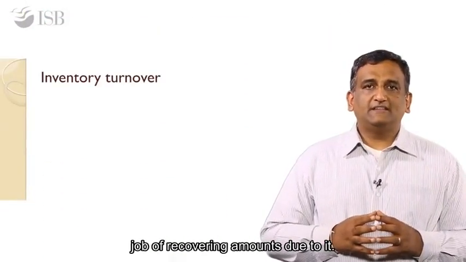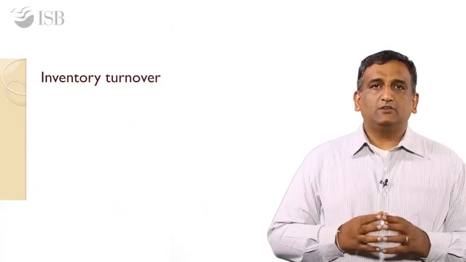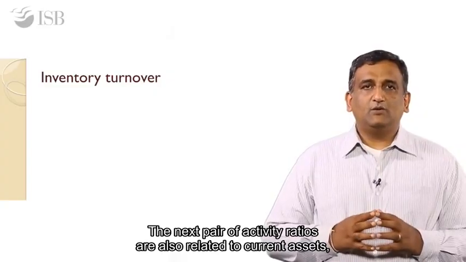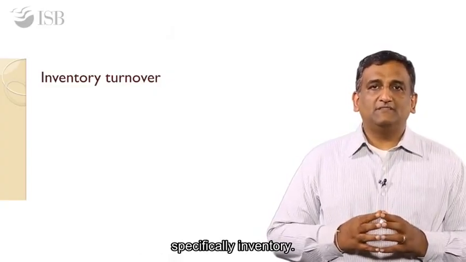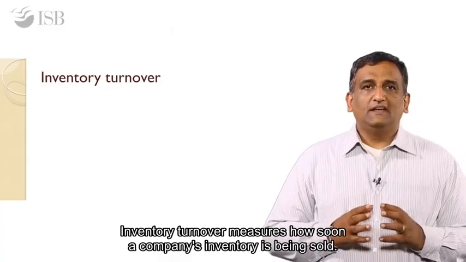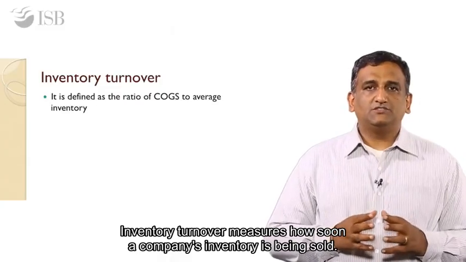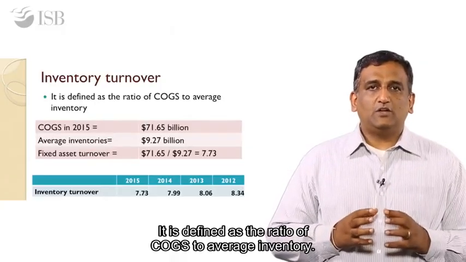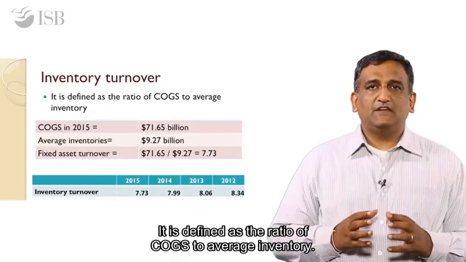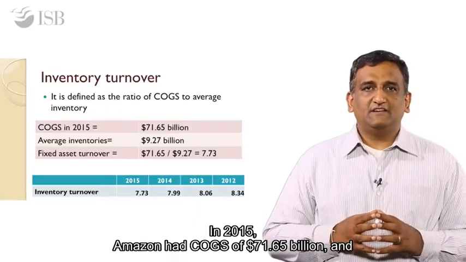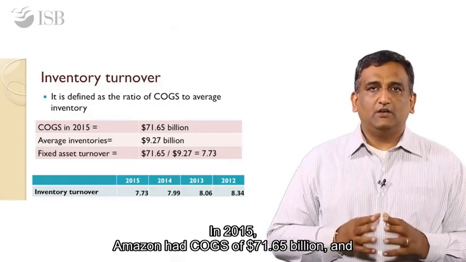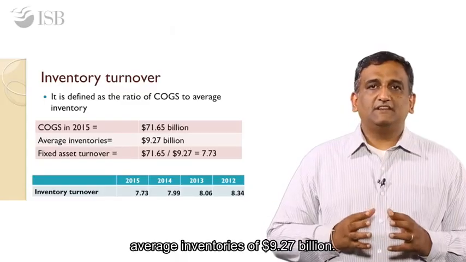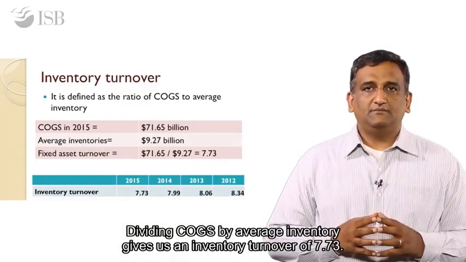The next pair of activity ratios are also related to current assets, specifically inventory. Inventory turnover measures how soon a company's inventory is being sold. It is defined as the ratio of COGS to average inventory. In 2015, Amazon had COGS of $71.65 billion and average inventories of $9.27 billion. Dividing COGS by average inventory gives us an inventory turnover of 7.73.